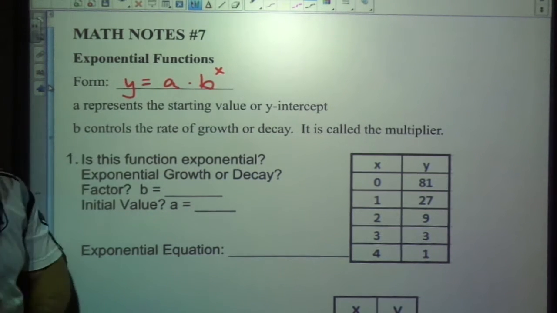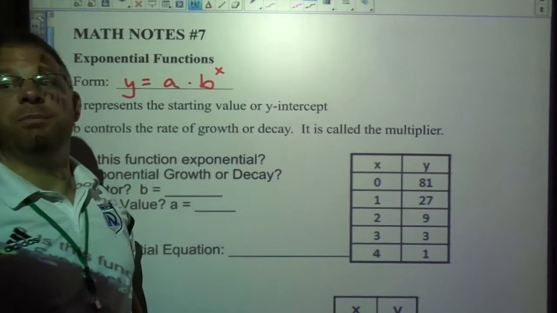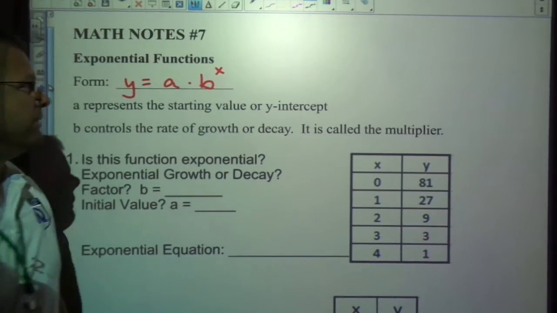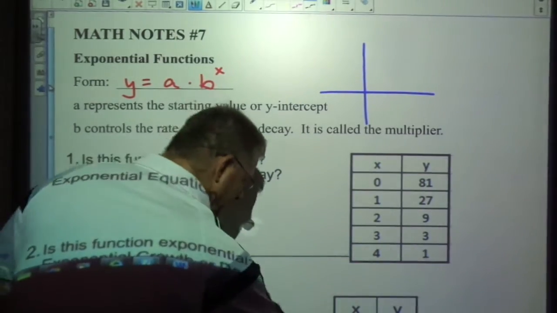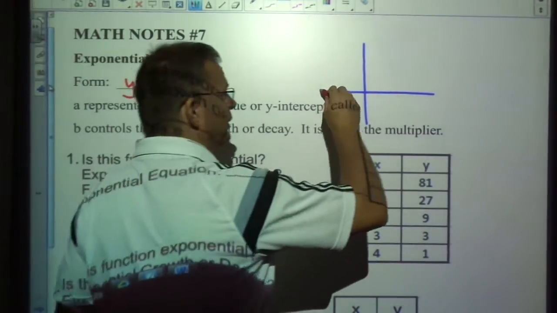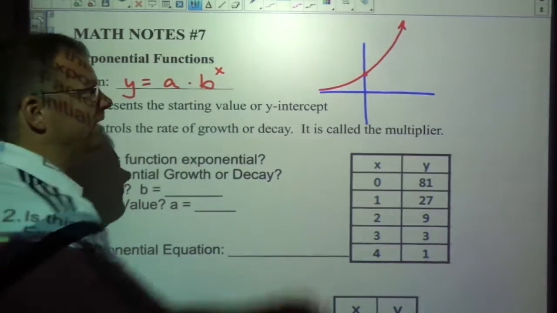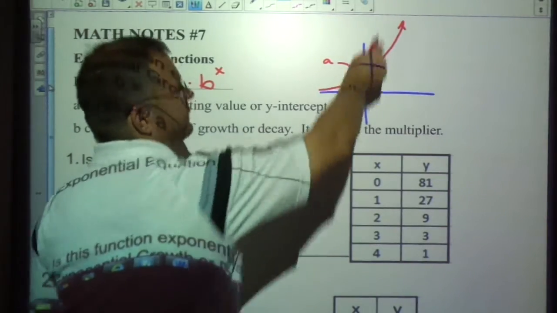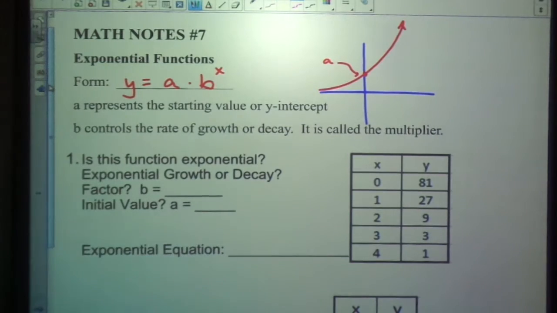Now, if b is a number that's greater than 1, it's going up. It's a growth. If b is a number that's less than 1, it's a decay. That's one of the tricks you can use to help you. In terms of the graph, if it's growth, it's typically going to look like this. And this point here where it crosses, that's the y-intercept. That's where your a value is going to be. And b basically controls how steep it is. Is it like this or is it like this? How fast is it increasing?